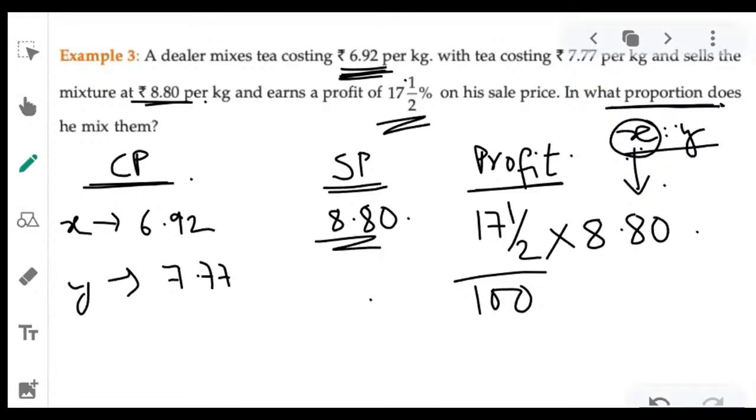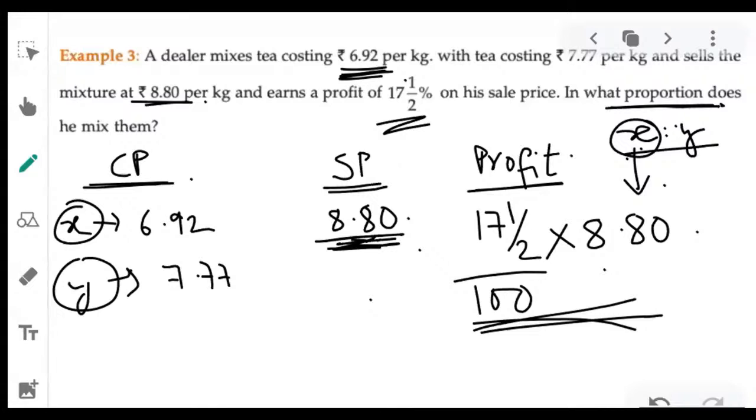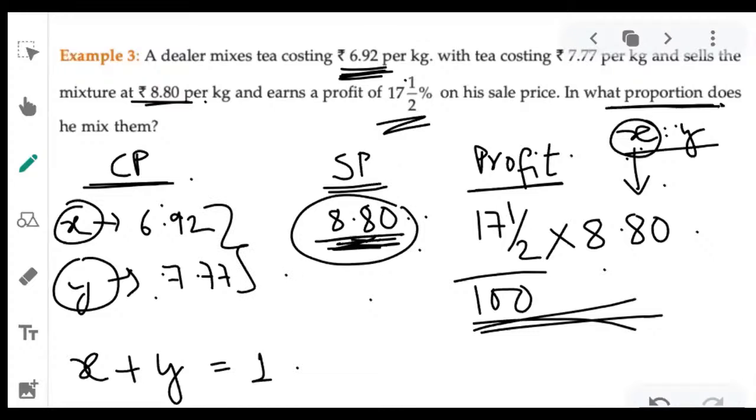Does this make sense? Yes, ma'am. So we are doing the whole calculation based on the fact that, let's say, they're purchasing 1 kg so that we can take all of these as absolute values, right? So if you're selling 1 kg, you'll get 8.80 rupees. For 1 kg, the profit will be 17.5% of 8.80. So x and y will both be less than 1. For 1 kg, if you're adding both of these mixtures, x plus y should be equal to 1 kg, right? Because this tea is a mixture of both of these. Does it make sense? Yeah. So this is my first equation.